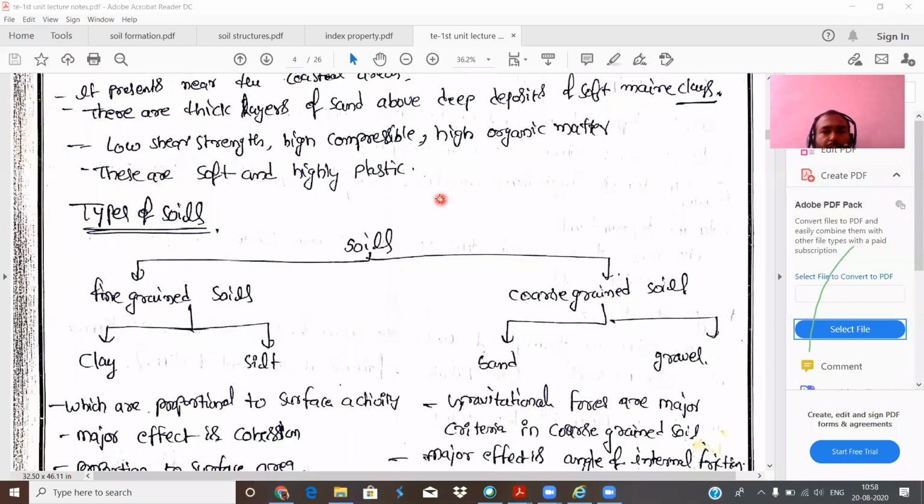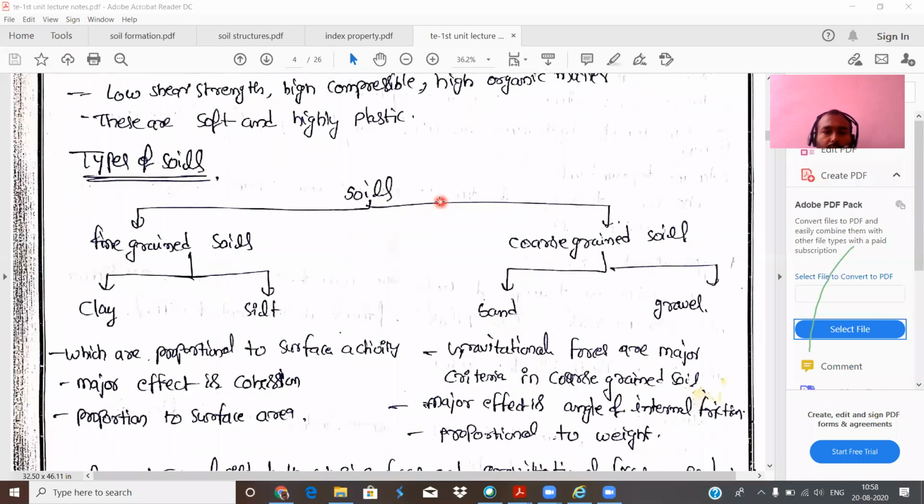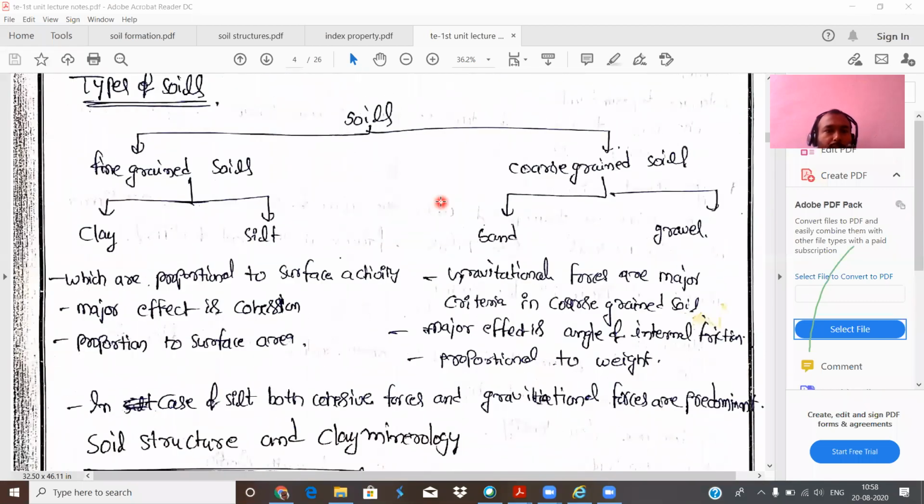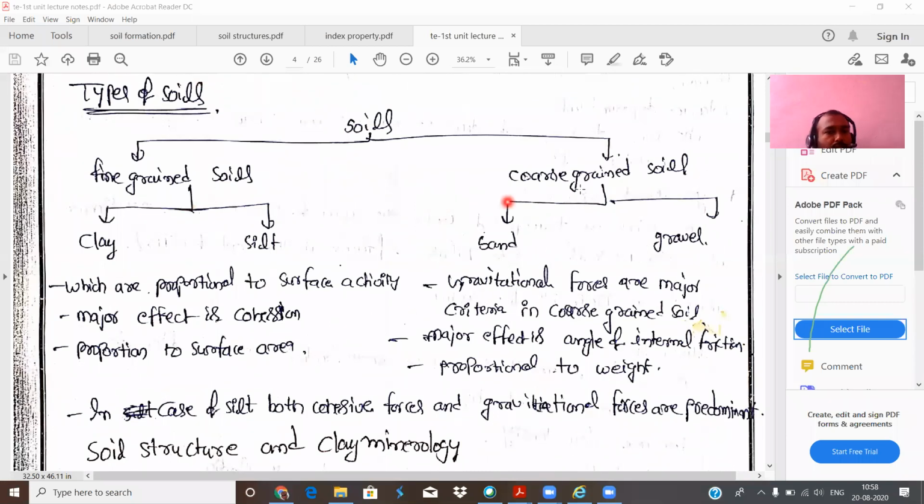Okay, next one, types of soils. It is the most important topic. Types of soil: fine grained soil to coarse grained soil. Fine grained soils are clay and silt. Fine means very small particles are available. These fine grained soils are mainly caused by chemical decomposition.